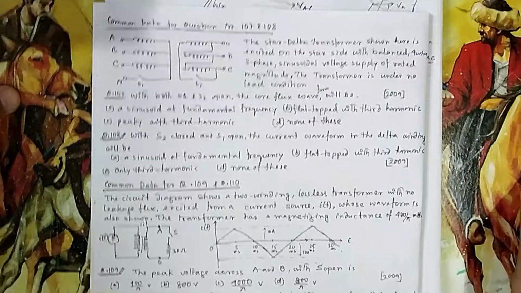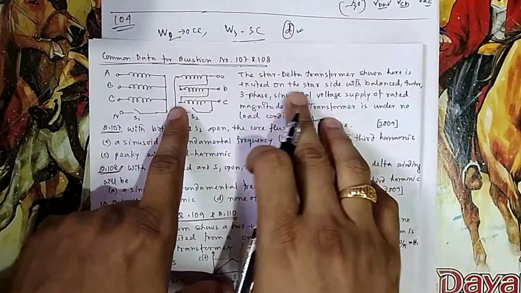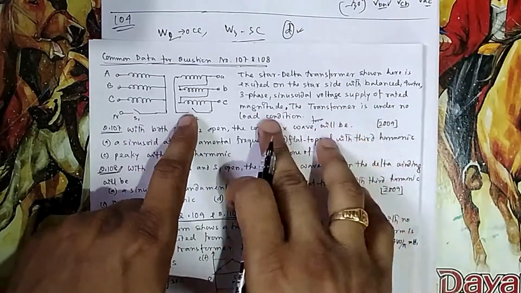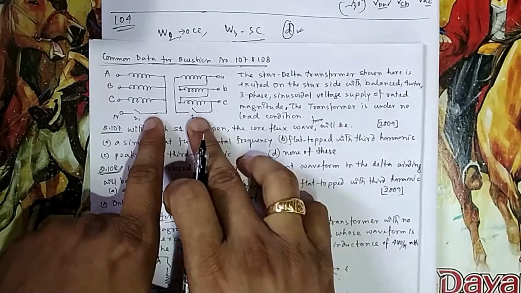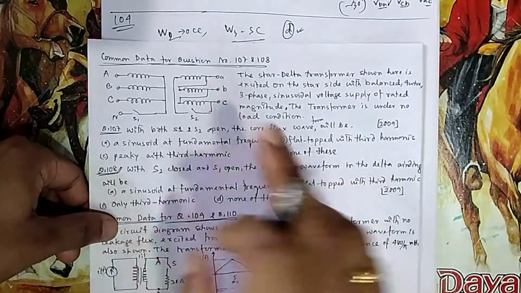Now if you come to question number 107 and 108, the star delta transformer shown here is excited on the star side with a balanced 4-wire 3-phase sinusoidal voltage supply of rated magnitude. The transformer is under no load. With S1 open and S2 open, the flux wave will be? With S2 closed and S1 open, the current waveform in the delta winding?